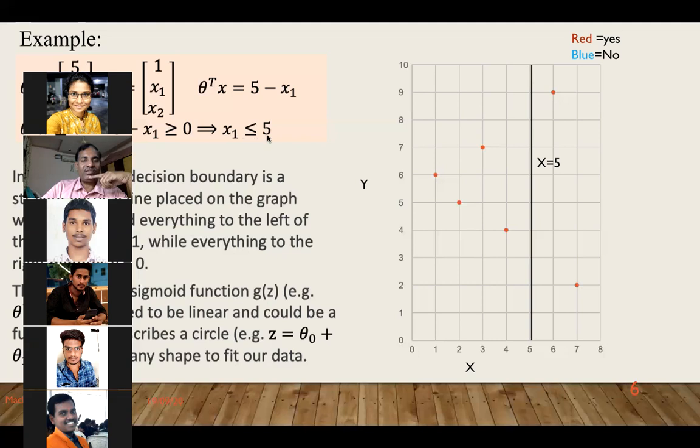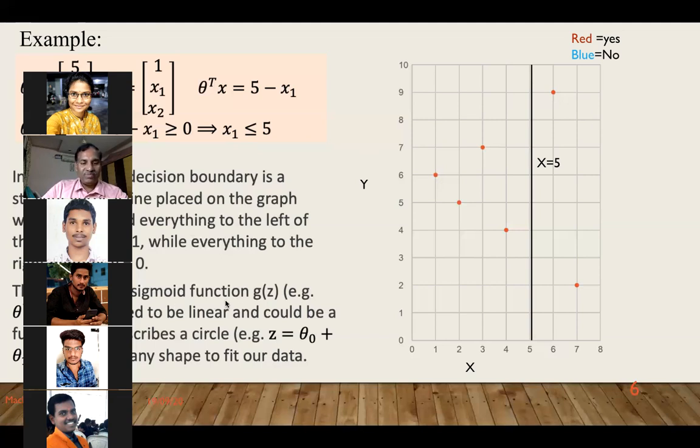x1 less than or equal to 5, we got to say theta transpose x greater than or equal to 0. We want greater than or equal to 0. So x1 less than or equal to 5 means that is the left side of this line. All those points will have x value less than 5. Right side of this line, all those points will have x greater than 5. But we want it to be positive, x1 less than or equal to 5. So that's why all left points will classify with 1. Right points will classify with 0.